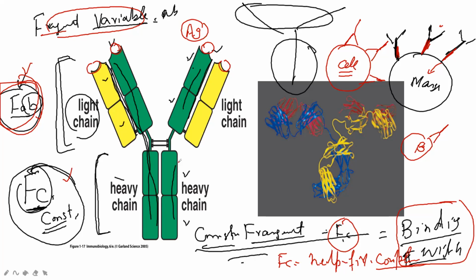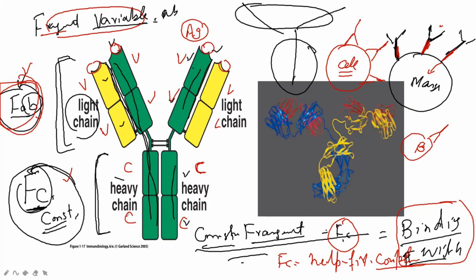Okay, let's see the different areas here. So this is the constant part. For the constant, I am using the letter C. For the variable, because this part is variable, I use V. Understand? These two parts here are constant.